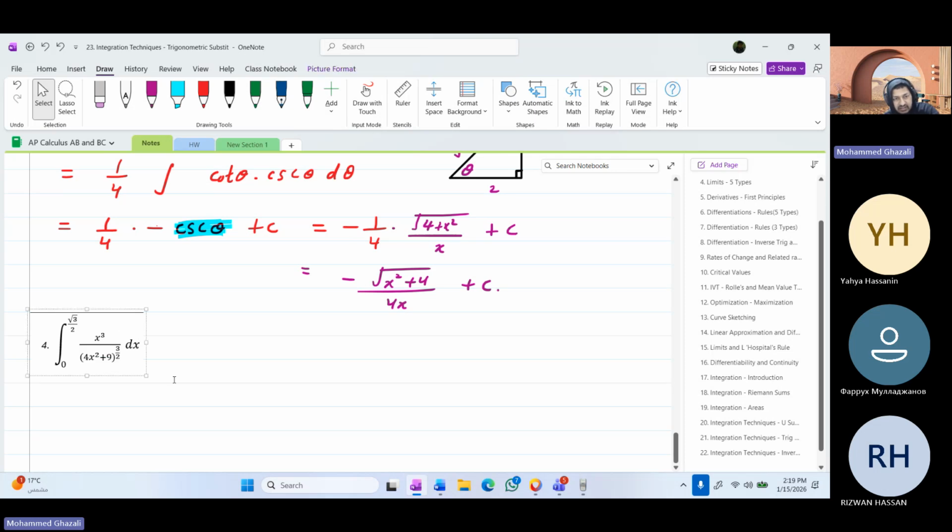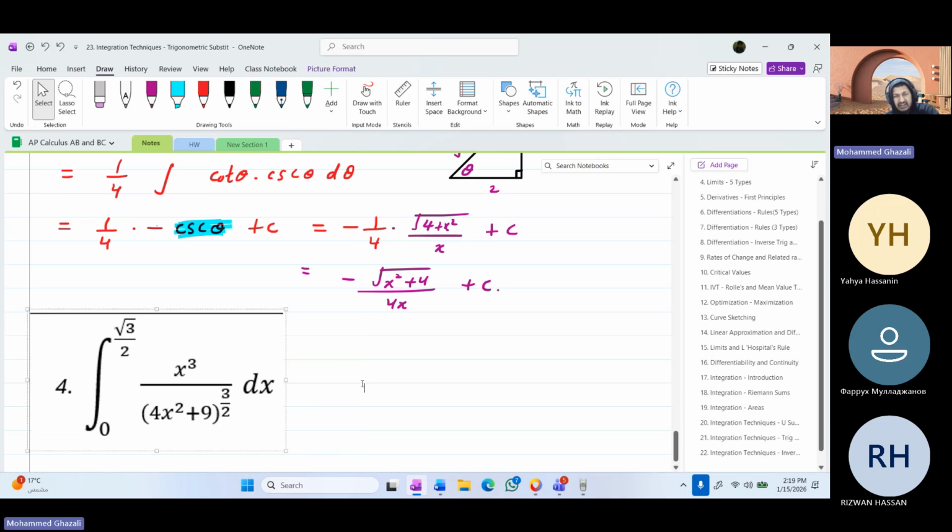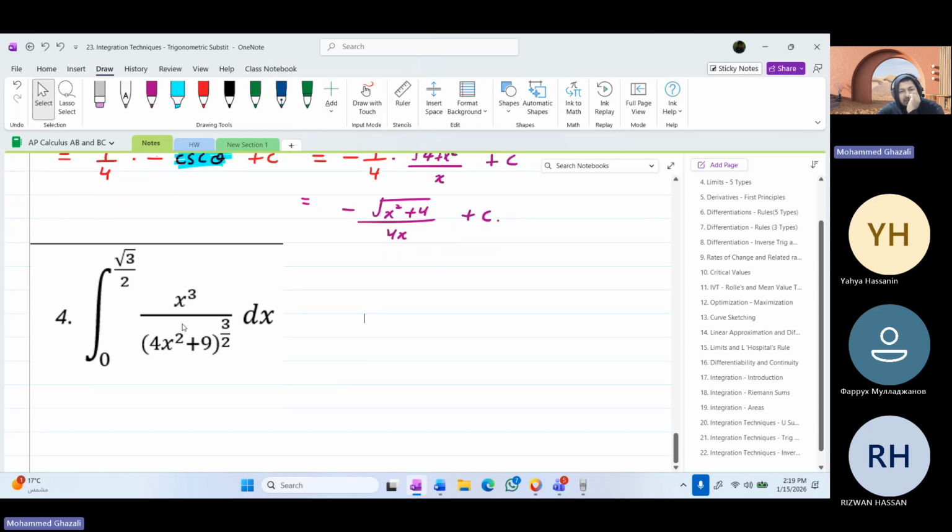And we'll verify this answer with the calculator as well, all right? We might get decimal values and stuff. This might be difficult, but don't get fascinated with the integral. Look at this, 4x squared plus 9 to the power 3 over 2. So we're trying to check the form, all right?